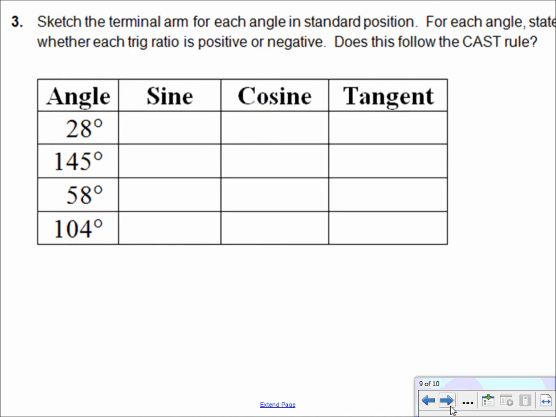Okay, this one is easy. All you do is think about the angle itself, and let's just do this really, really quickly, and then I'll let you go for break. Based on CAST, all this is asking is if it's positive or negative, okay? So 28, all of them are in the first quadrant with 28, right? So they're all going to be positive.